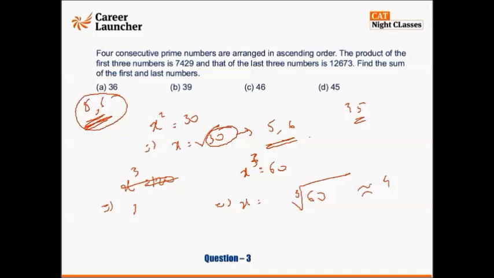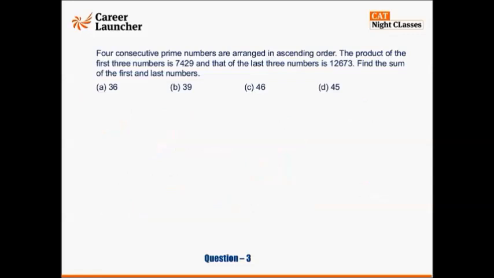Having said that, let us look at this question now. 4 consecutive prime numbers are arranged in ascending order. The product of the first 3 numbers is 7429. Now, we do know that consecutive prime numbers will surely not be one after the other, because prime numbers are almost always odd other than 2. But even then, can't I just hypothetically assume that the 3 numbers are x, x and x, and then get x cube is equal to 7429?